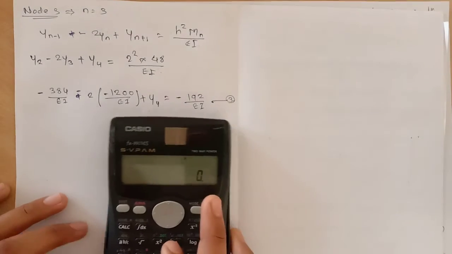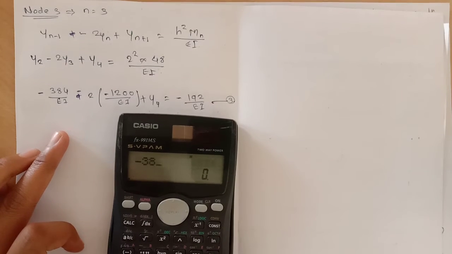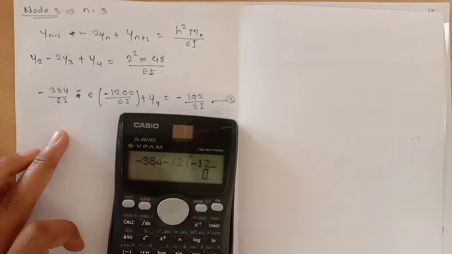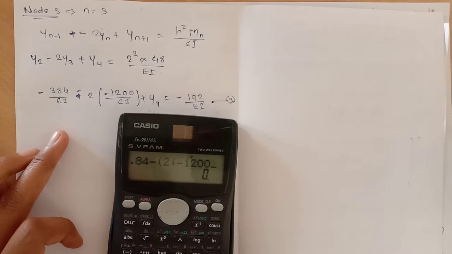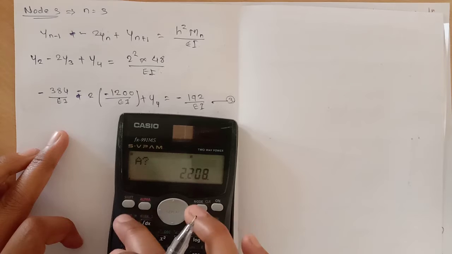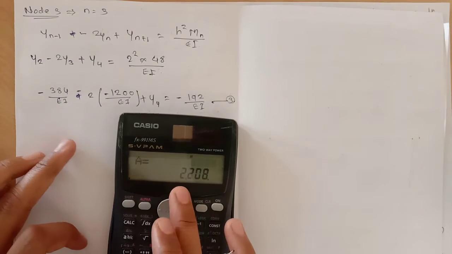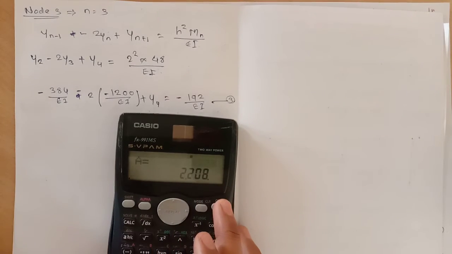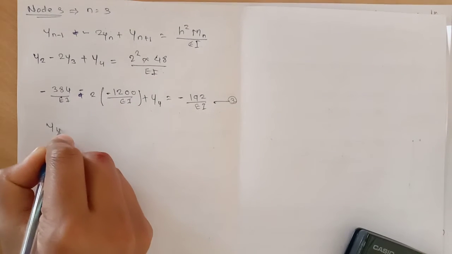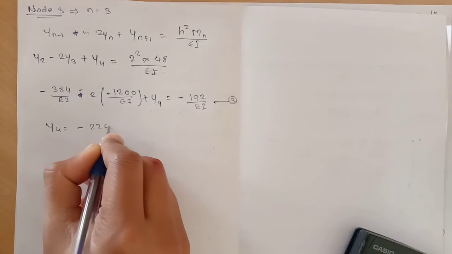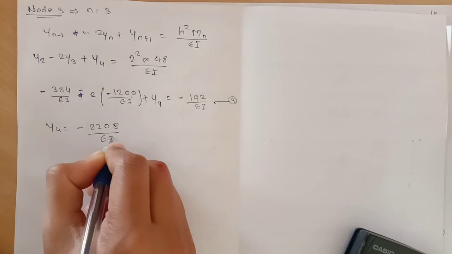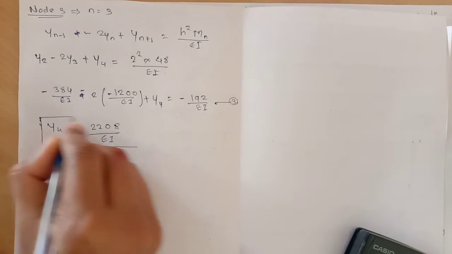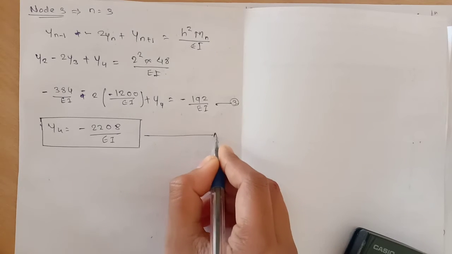So here, minus 384 minus 2 into bracket minus 1200 plus y4 is equal to minus 192. So our final answer is 2208. That means y4 is equal to minus 2208 divided by EI. So this is our final deflection at the fourth nodal point.